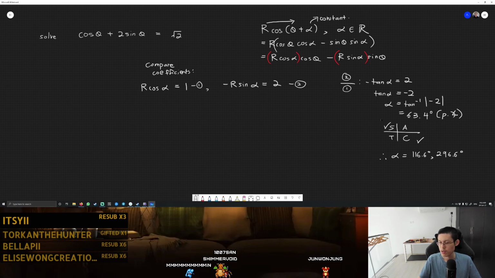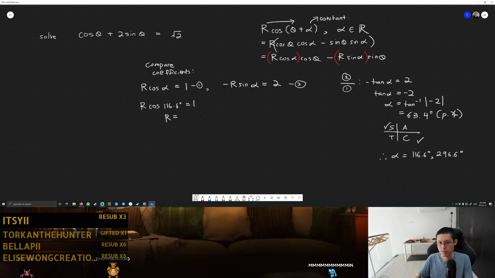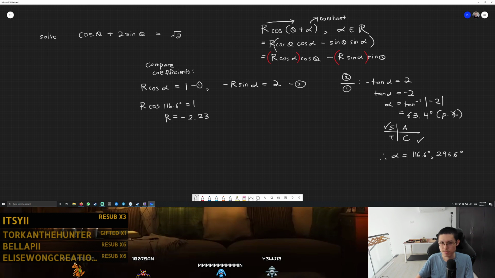Okay, so once you have done that, you can use this to find r. r cos 116.6 degrees equals 1. Therefore, r must be 1 divided by cos 116.6. You will get negative 2.23.